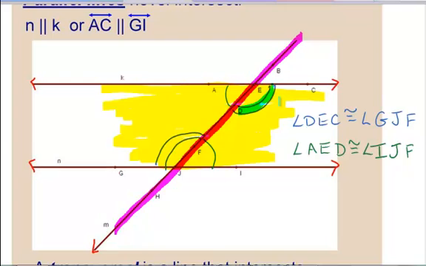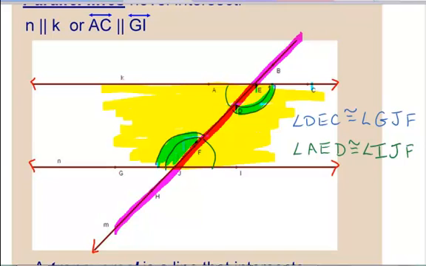Here we have angle DEC. Notice how I have denoted it. I have points D, E, and C to denote this angle. I could have also denoted it angle CED. Either way is fine. I don't want to say angle E, however, because there are 4 possibilities for angle E. So angle DEC is congruent to angle GJF. Down here we have angle GJF.